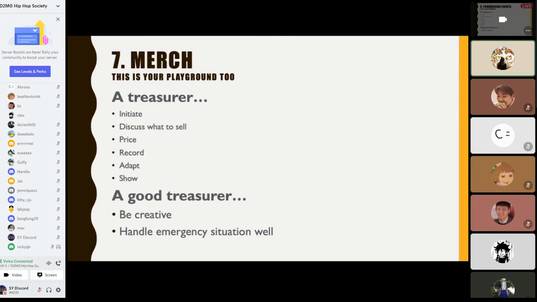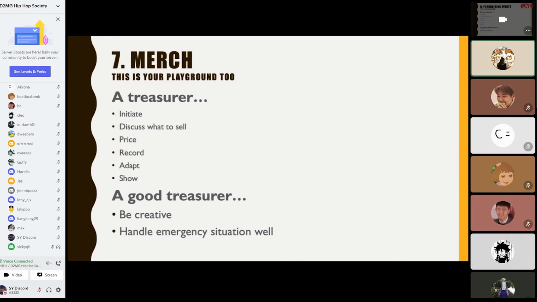And also you have to discuss what to sell with the rest of the team, and you have to find manufacturers to ensure quality and minimize the cost incurred to society, basically to earn money. And as usual, the most important part is that you have to price the merch and make sure that we don't mess up our budget because you are bad at maths.